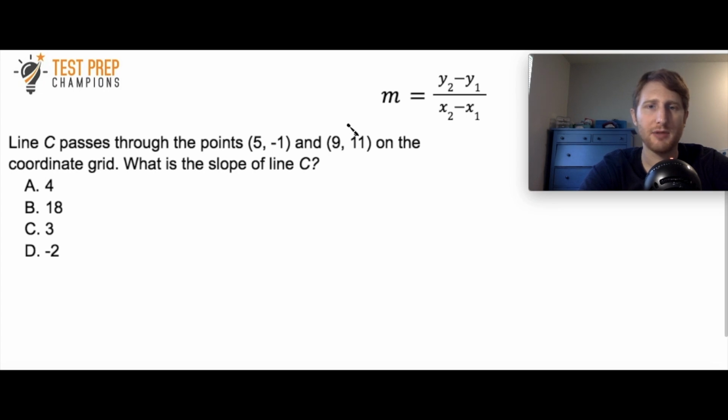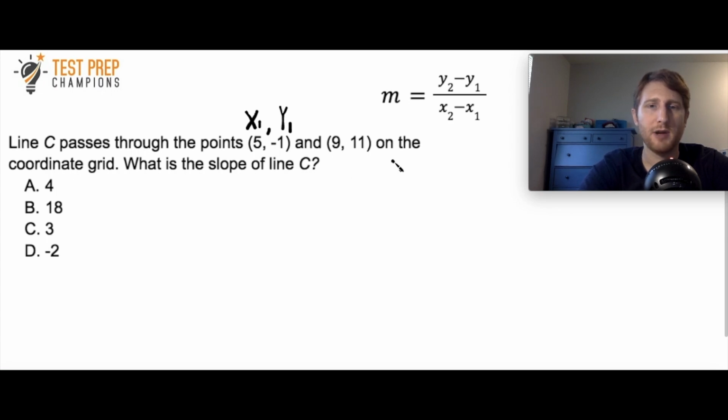Okay, so let's talk about this question. Basically, what we want to do here is start off by labeling the numbers. For this first pair, what I want you to understand is that the first number in the pair is always going to be an x. So this 5 right here is going to be my x1. And this -1 right here, I'm going to call this y1.